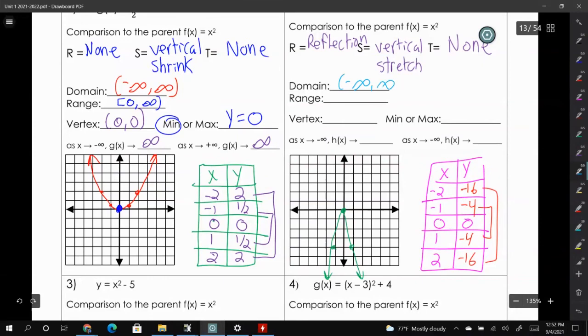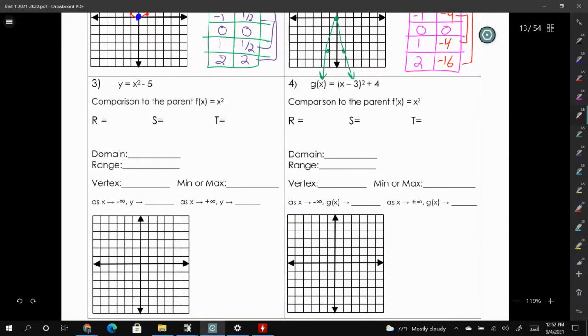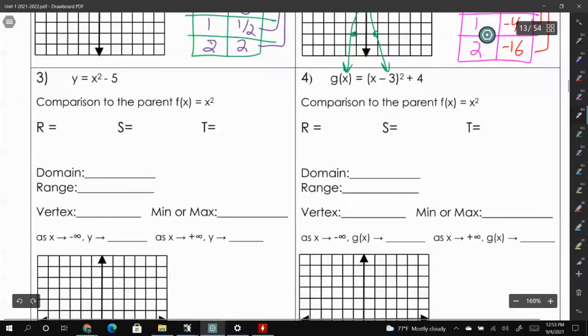The domain is still -infinity, infinity. The range, since this is open downward, the y values go all the way down to -infinity, and the largest y value is that y coordinate of the vertex, which is 0. Your vertex is 0, 0. We have a maximum this time, maximum at y equals 0, and both ends are going down to -infinity.